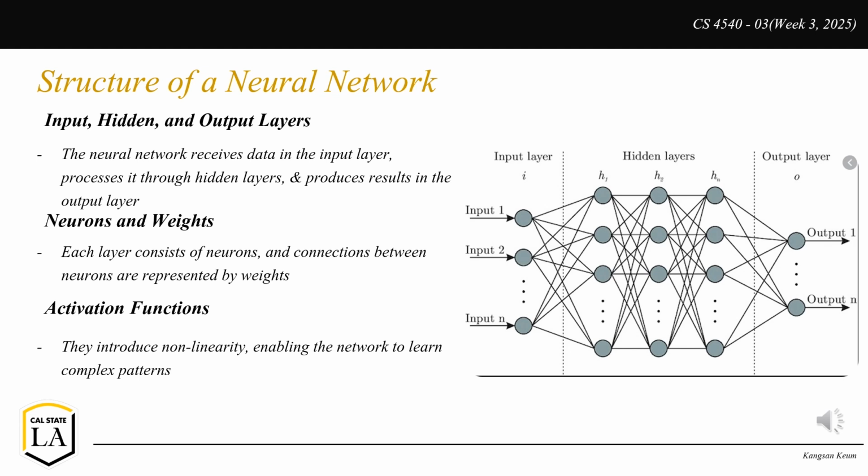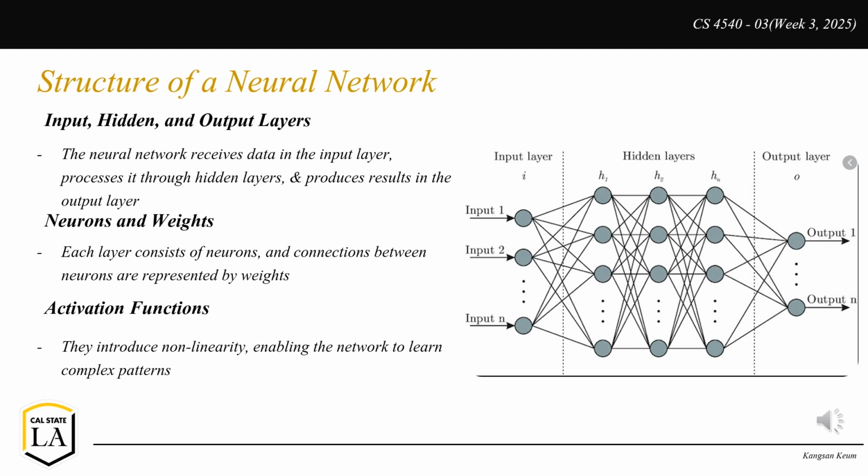The second part is the hidden layers. These layers contain neurons that perform mathematical transformations on the input data. The more hidden layers a network has, the deeper its learning capacity. The final part is the output layer. This layer provides the final prediction, such as classifying an image as a cat or dog.